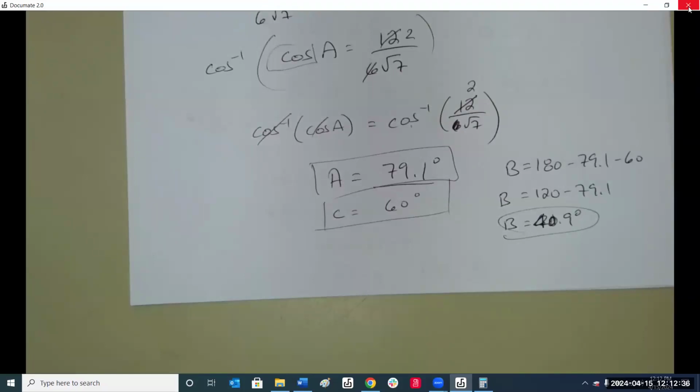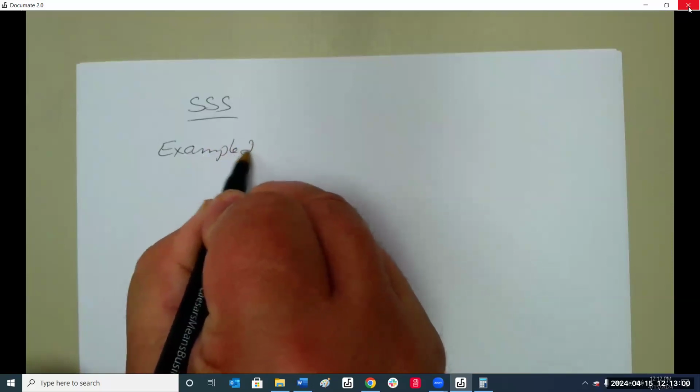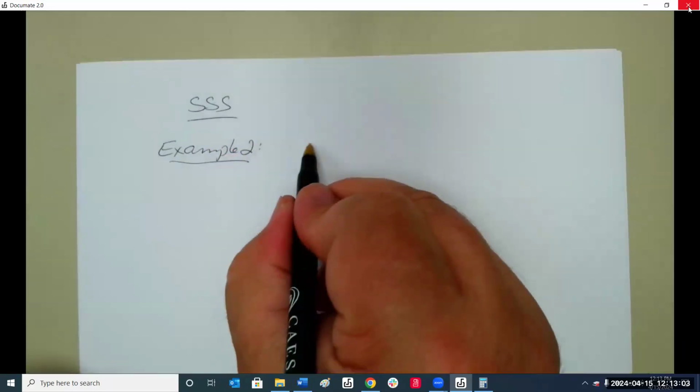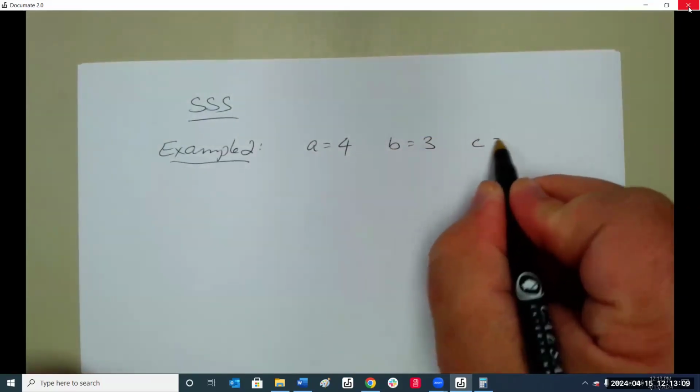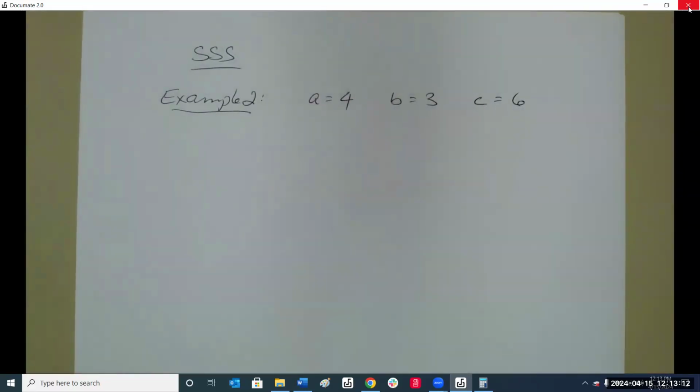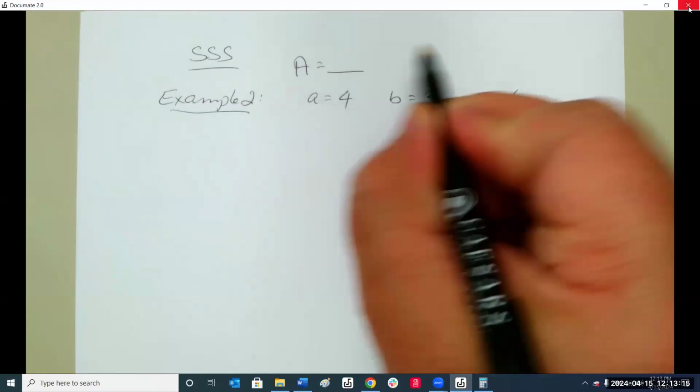Yeah, the cosine function is a lot more friendly because it deals with only one angle. The rest of it is just integers. Oh yeah, let's look at if we had all three sides. Example: A is 4, B is 3, C is 6. So we have to find all of the angles.